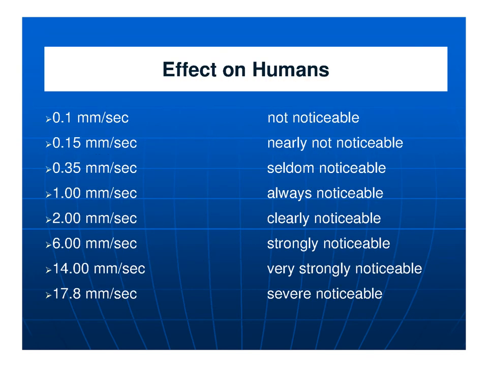So, effects on humans. If the velocity is less than 0.1 millimeter per second, it is not noticeable, whereas if it is greater than 17.8 millimeter per second, it is severely noticeable. And in between these two extreme cases, we are having these cases.